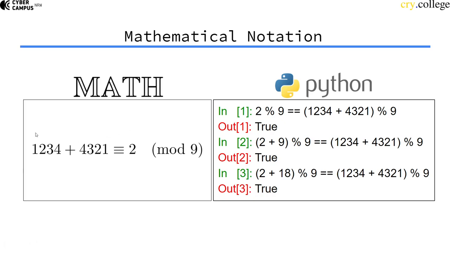So we can say this calculation here, this sum, is equivalent to 2. It's not 2, because it could also be 11 or 20, but it's equivalent to 2. So that means it's equivalent to all numbers that are 2 plus a multiple of the modulus. So if we do this in Python, you can see, okay, 2 is a valid solution, 2 plus 9, 11 is a valid solution, 2 plus 18 is a valid solution. All numbers that are a multiple of 9 plus 2 are valid solutions. And we say that mathematically with this equivalence sign.